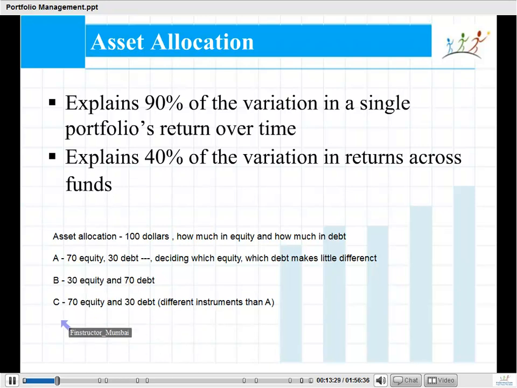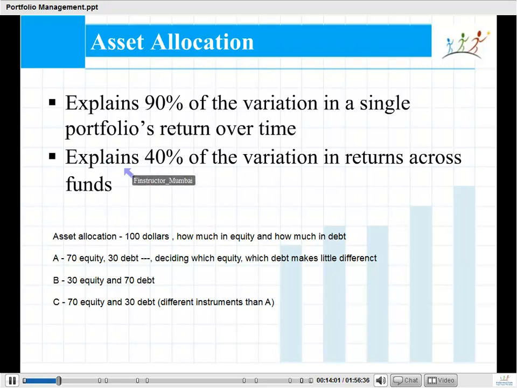So both portfolio A and C will have similar volatility. To the extent of 90%, their volatility will be similar. So if A has a 100% variation in return, even C will have a variation of about 90% to 110%. Why? Because it is seen that most equity investments and most debt investments will move in tandem. The biggest decision that you take is how much debt and how much equity to take.